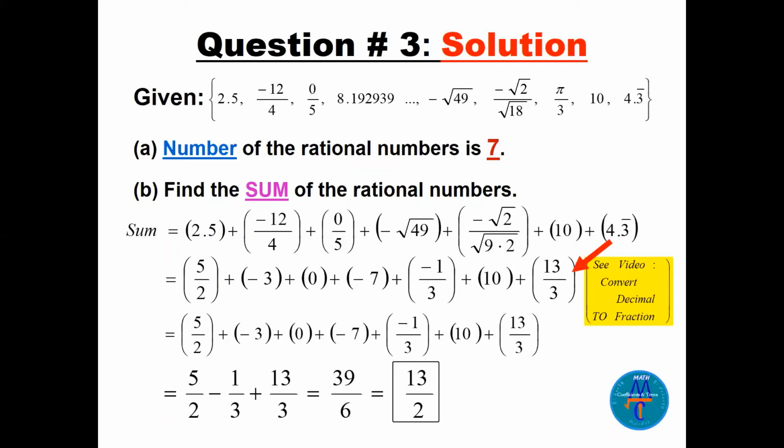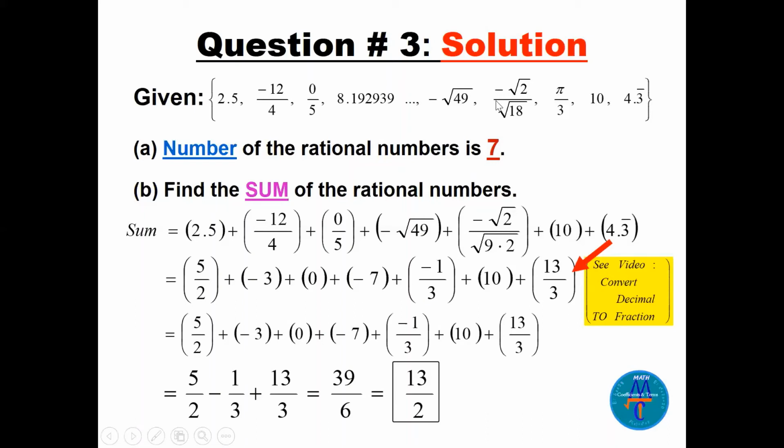So the rational numbers, 1, 2, 3, 4, 5, 6, 7. See, they are here. 2.5 is the first one. Minus 12/4, which is -3, 0/5, which is 0, and then minus square root of 49 is -7. This is a little tricky here. Minus square root of 2, this one is a little tricky.